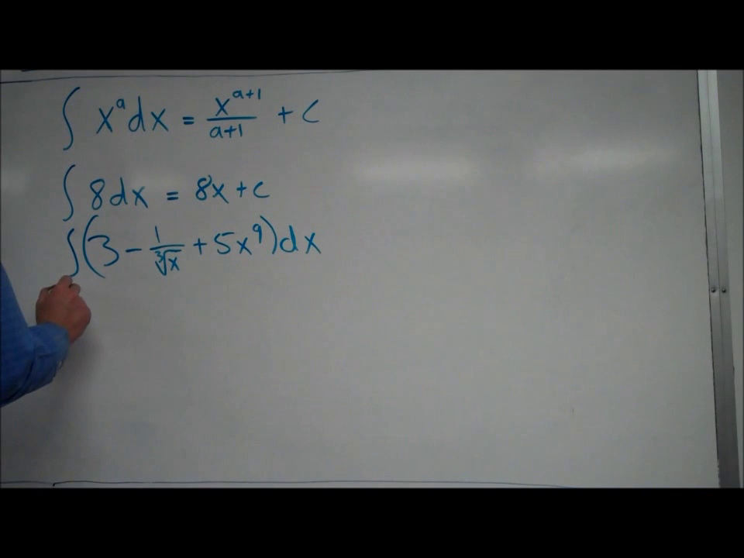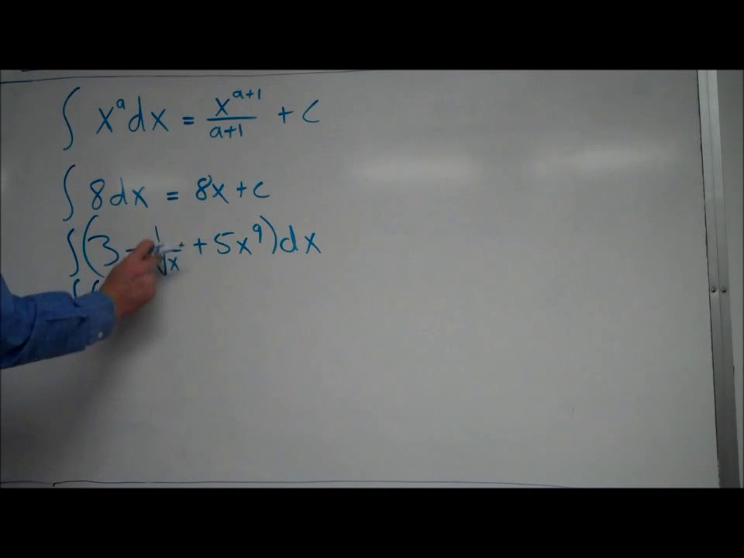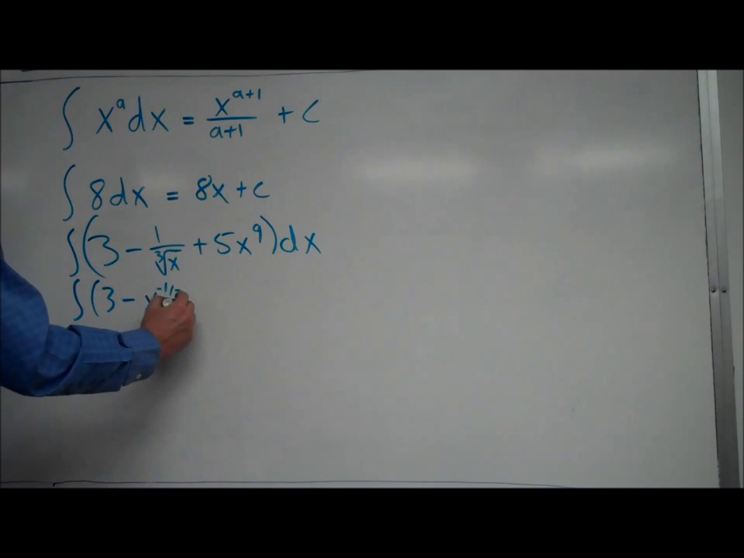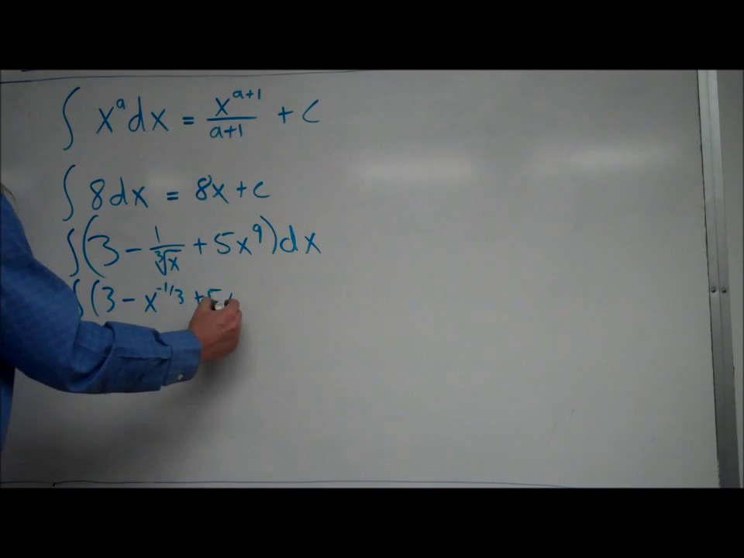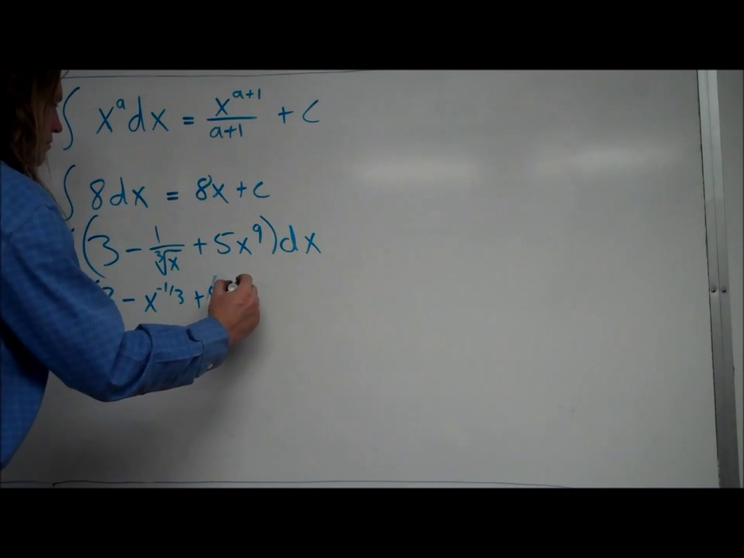So before I do the integral of this, I'm going to rewrite it because of this term. The other terms are ready to go, but this one I need to bring up and write as, instead of a cubed root, to the 1/3 power. So I'm going to make it x to the negative 1/3 power, since it's on the bottom, plus 5x to the 9th.